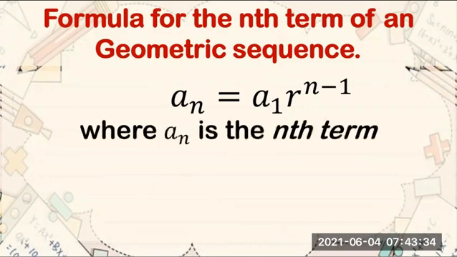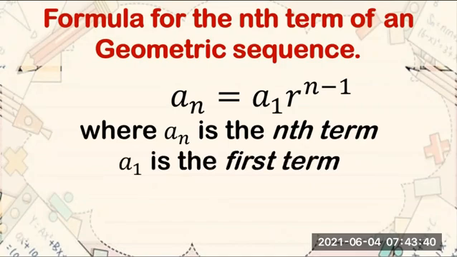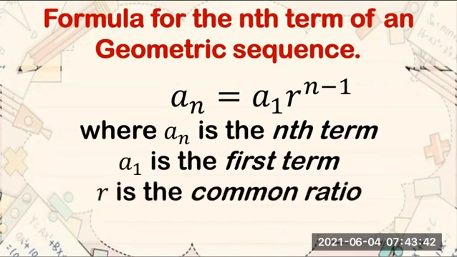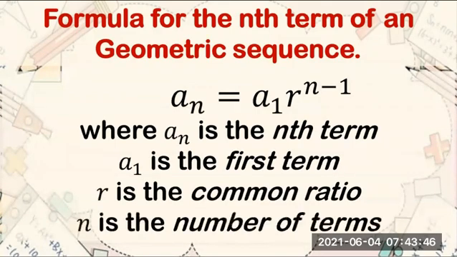Where a sub n is the nth term, ganoon pa din siya, a sub n is the nth term pa din. Then a sub 1 pa rin natin is the first term. And then our r is the common ratio. And n is the number of terms. So kumbaga ang naiba lamang po dyan ay kung ang sa arithmetic natin ay may d as the common difference, dun sa ating geometric sequence naman ay ginawa siyang r for the common ratio.